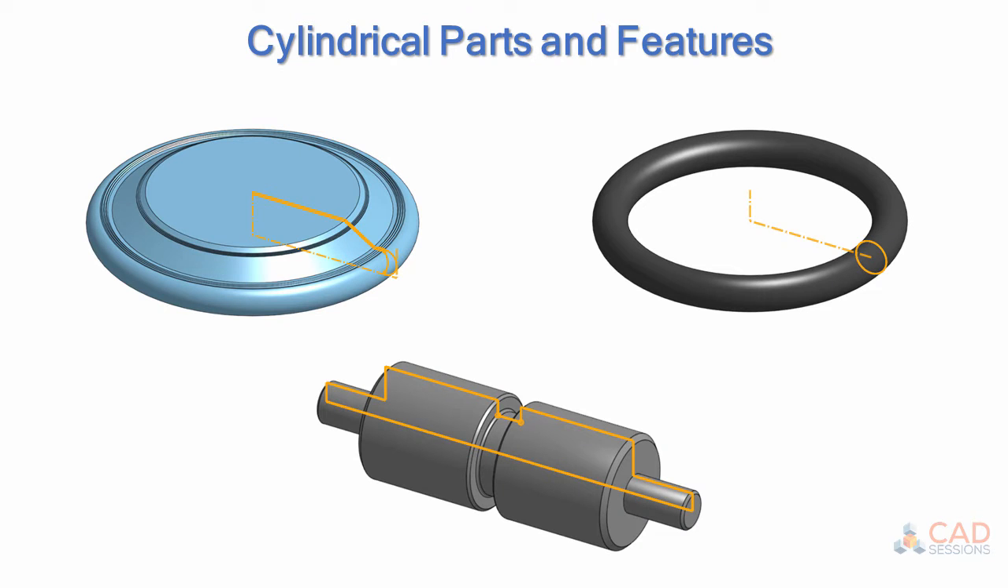So the Revolve command is ideal for creating cylindrical parts and features. As with the Extrude command that we used in the beginner tutorial series, we need to create a sketch on a plane before adding material. But instead of selecting a linear direction to extrude, we'll select an axis around which we'll revolve the sketched profile.